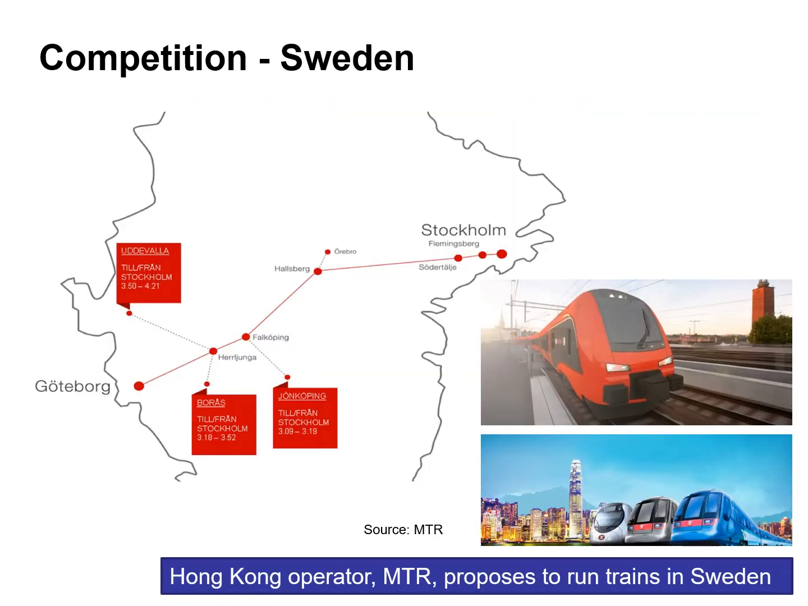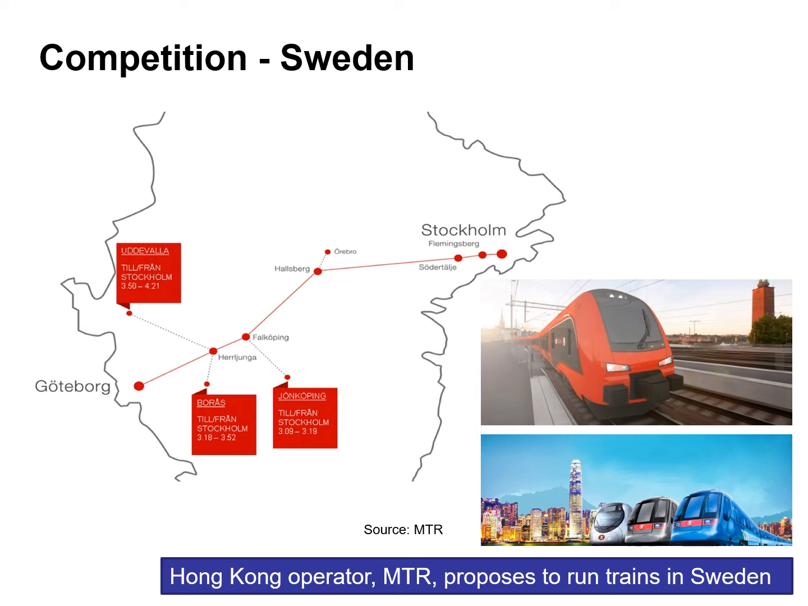So Hong Kong operator MTR proposes to run trains in Sweden. At the moment, MTR in Hong Kong comprises 10 commuter railway lines, a light rail network, an airport express link and a high-speed rail service connecting Hong Kong to mainland China. MTR carries about 5.9 million passenger journeys locally on an average weekday. MTR has extensive end-to-end railway experience with more than 40 years of railway projects experience from design, planning and construction, through to commissioning, maintenance and operations.